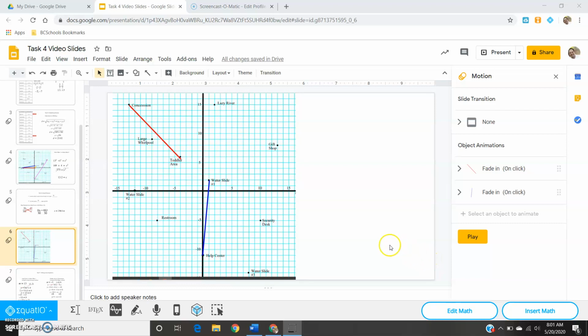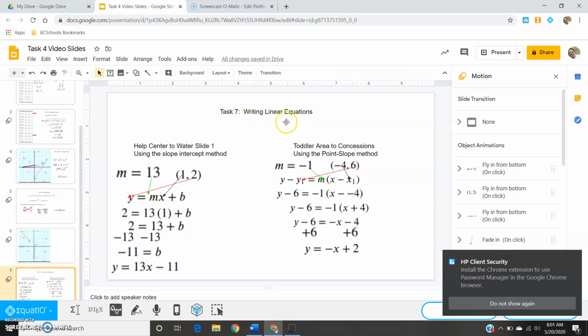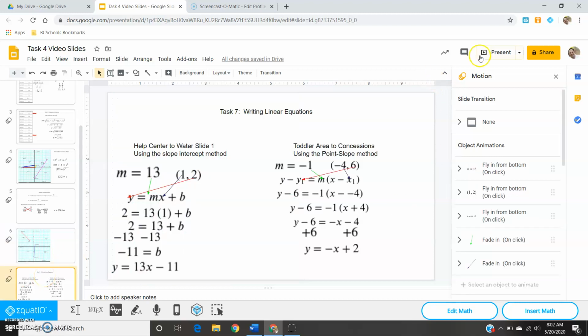Hello, today we are going to be talking about task 7, writing linear equations. And I just want to go to our map because we're going to write an equation for the help center to the water slide first using the slope intercept method, or the solve for b method. And then we're going to do the concession stand to the toddler area using point slope form. And then after that, I just want to quickly talk to you about horizontal and vertical lines. So let's get started.